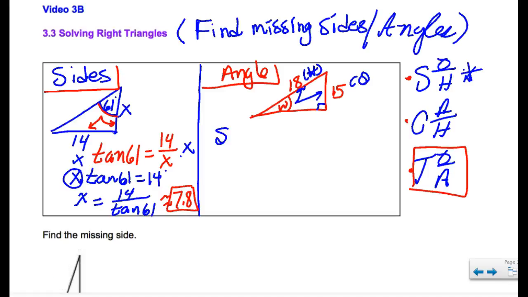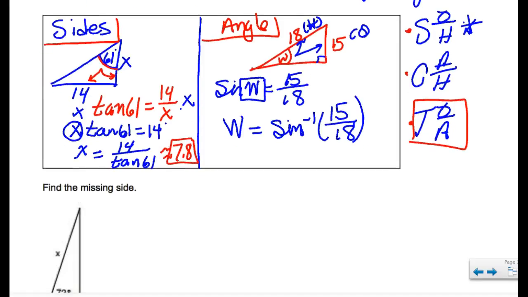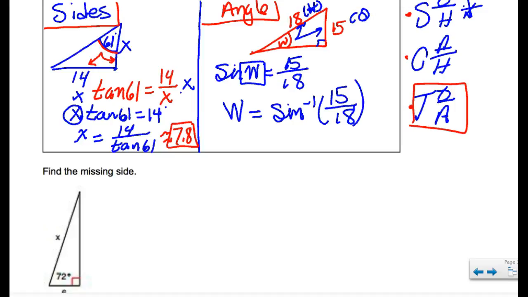This is a sine problem. The sine of my angle, which I don't know, is equal to opposite over hypotenuse. For me to get the angle back, this is where on my calculator I use the sine inverse key. I say my angle will be the sine inverse of 15 over 18. And again, make sure you're working that calculator. I'll talk you through it. You're going to hit second, then sine, and then 15 divided by 18, enter. And you should get about 56.4 degrees.